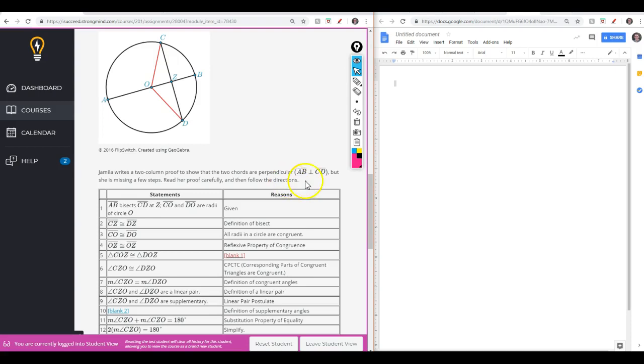Read her proof carefully and then follow the directions. Okay, so she is proving that the chords are perpendicular. She's proving that AB right here meets CD at a 90-degree angle.